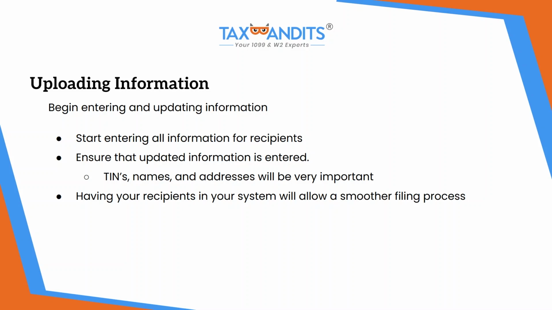As we've discussed before, a lot of this will be important in mitigating any errors or issues with the IRS or SSA when filing. Also, addresses, again, very important for your distribution requirements. Having your recipients in the system will allow for a smoother filing process that will let you have everything entered. So all you have to do is pick and choose people rather than having to manually enter everything right when it's closer to filing season and you want to be done with everything.